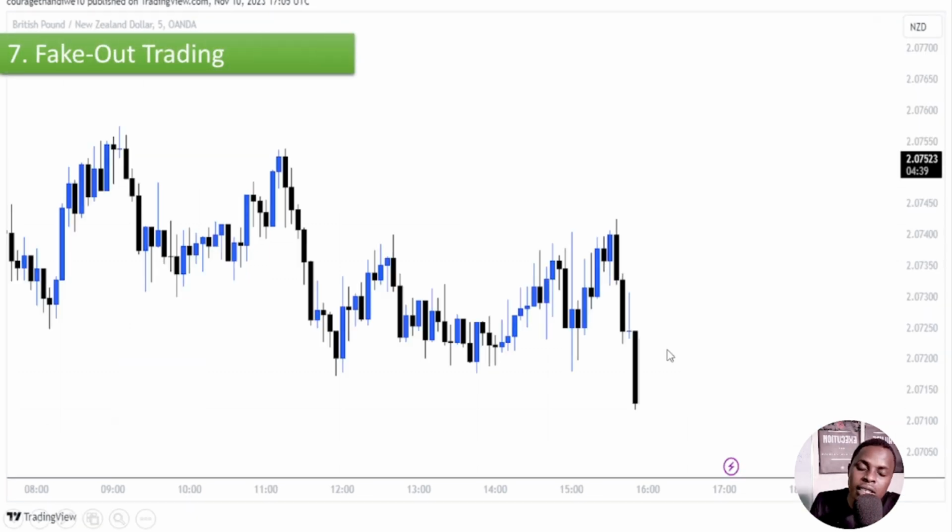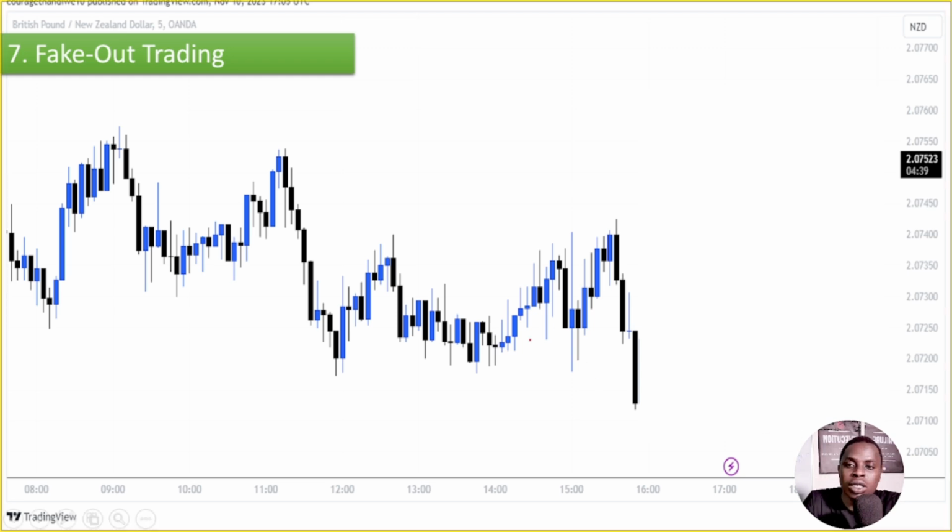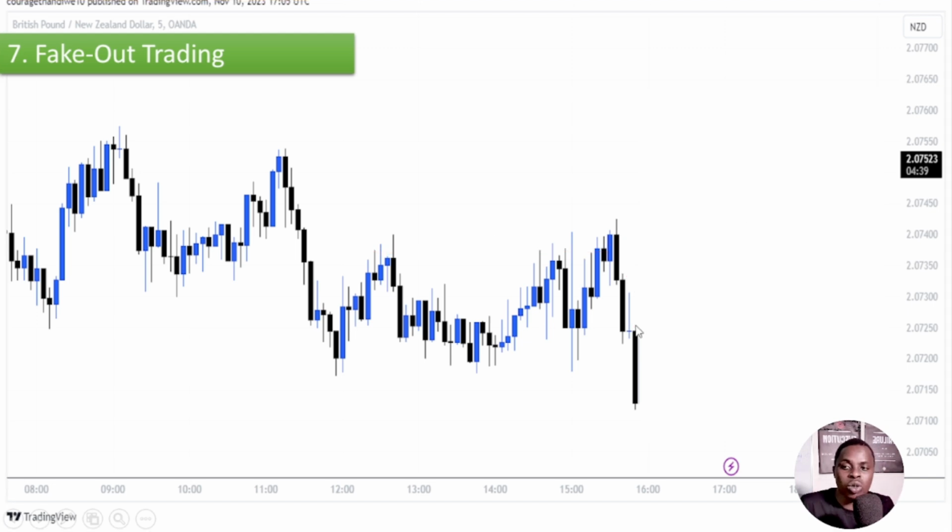Strategy number 7 is fake out trading. What is fake out trading? We talked about breakouts, but let's look into this market. Let's say you were trading a breakout strategy here, and you marked this zone as your zone right here. But then you can see that the market moved and went up here, right? So you could have placed your buy trades, but then this market turned and moved to the downside, right? So sometimes the breakout is going to work, sometimes it's going to be a fake out.